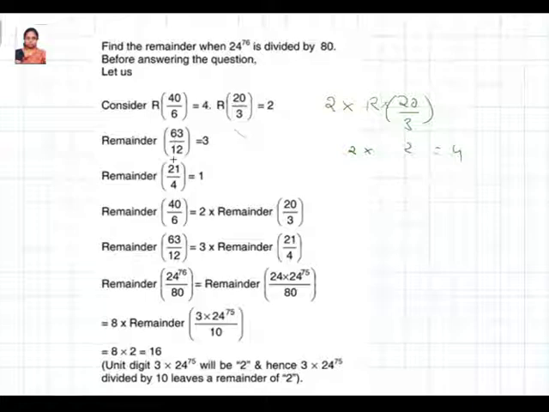Like 63 by 12, when you do, you're going to get the remainder as 3. 21 by 4, you're going to get the remainder as 1. So that's what I have explained now. 40 by 6 is nothing but 2 into this one. So that is what you're going to use here.